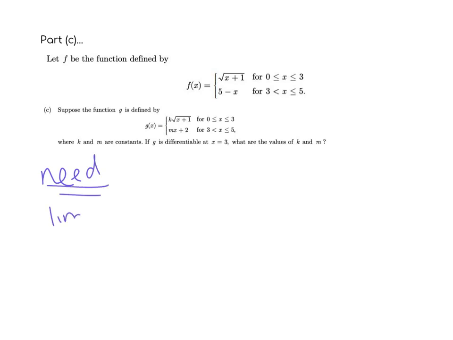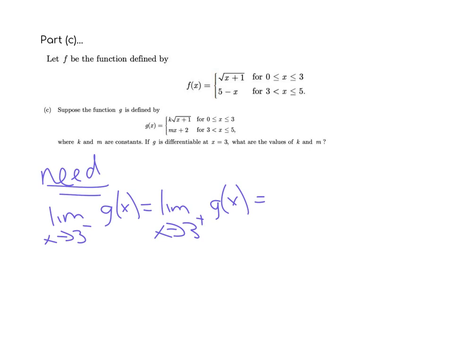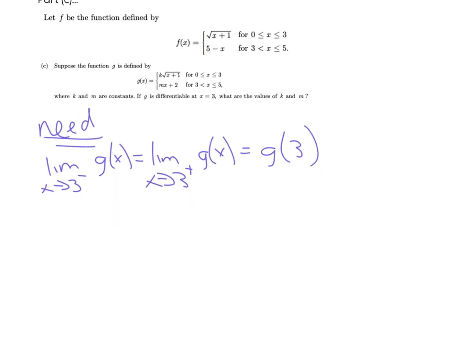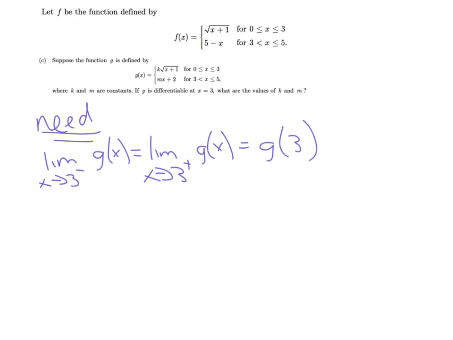the limit as x goes to 3 from the left of g equal to the limit as x goes to 3 from the right of g equal to g of 3. No, not 3, but g of 3. And we also are going to need the next step, but I'm going to put this part first. So let's do this part.